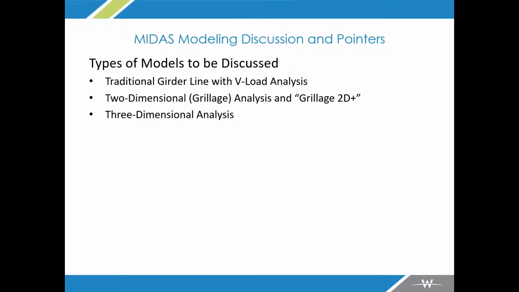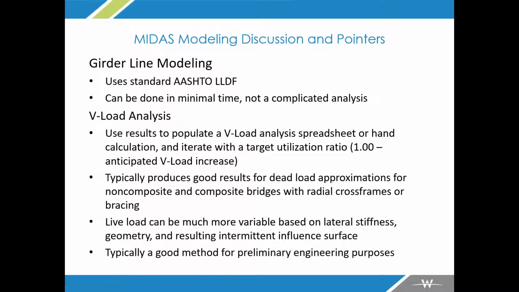So some discussion, I kind of already went over this: the traditional girder line with V-load, which you often use for preliminary design on these types of structures. Then you get into the 2D grillage analysis and grillage 2D plus, like I just described, and then full 3D. Main differences here: girder line modeling is going to use standard live load distribution factors. It can be done in minimal time and is not complicated. You can add V-load into it using spreadsheet forms or other methods, to try to incorporate some of these two-dimensional or three-dimensional effects, at least approximating them. And generally, it works pretty well for, again, preliminary design.